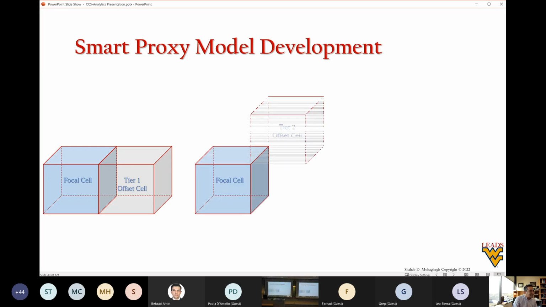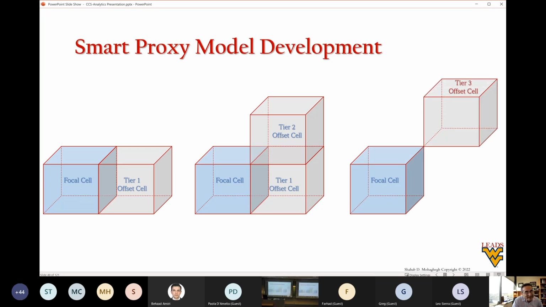However, there are cells that we call tier 2. These tier 2 cells communicate with the focal cell not through a plane, but through a line. However, when they do it through the line, in the numerical simulation, they don't do that directly. Rather, they do that in 2 steps. It goes from tier 2 to tier 1, and then from tier 1 to the focal cell.